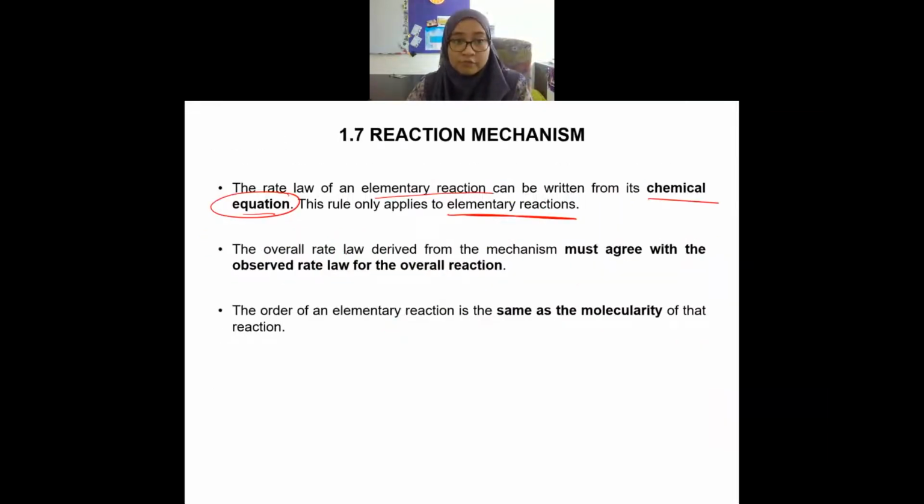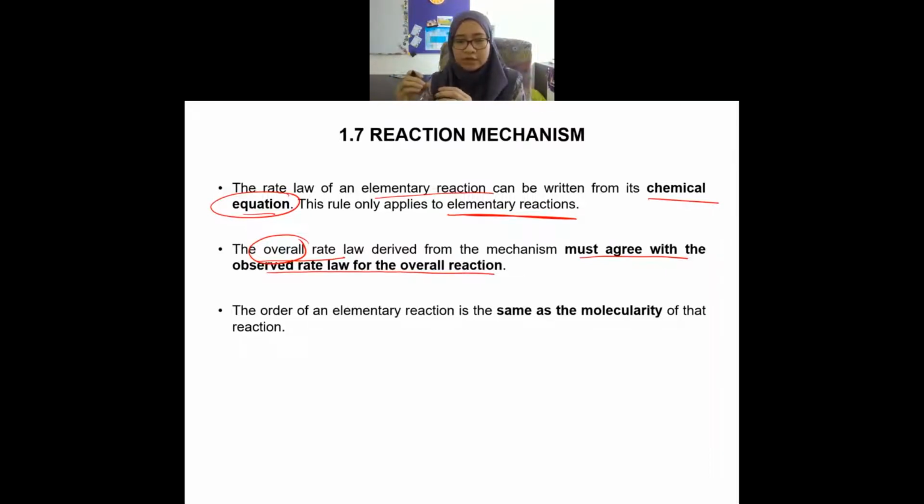Okay, all right. So the observed rate law, however, you have to make sure that the overall equation pun ada dia punya rate law sendiri. The overall rate law that we determine from the data, from the experiment data, the overall rate law derived from the mechanism must agree with the observed rate law for the overall reaction. Sebenarnya, kita kan ada small reaction tu, and finally we can have the overall equation. So we can predict the overall equation punya rate law sebenarnya from this elementary reaction.